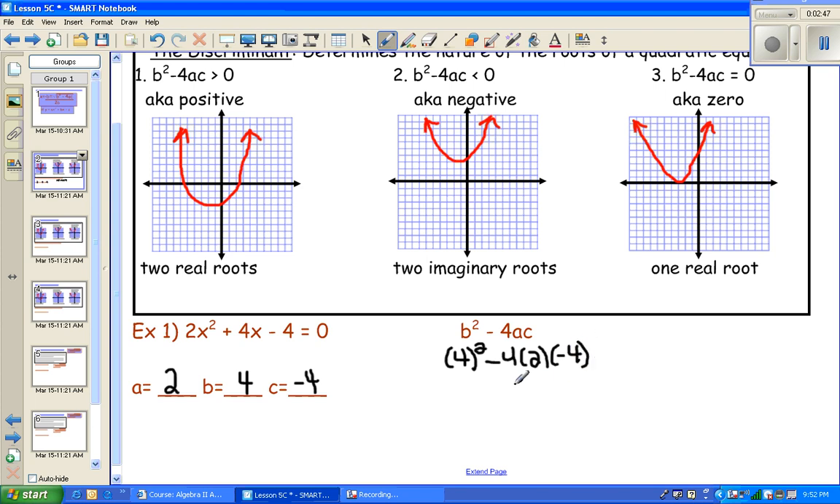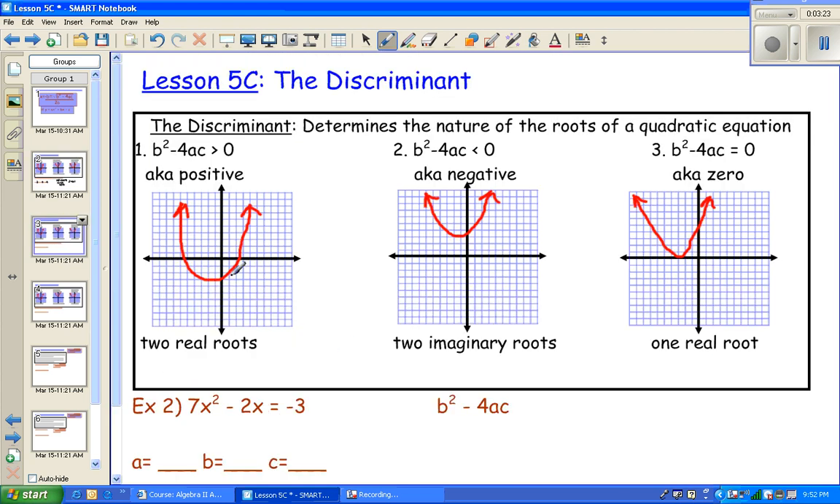Okay, you may want a calculator just to help you with some of the arithmetic here. B squared, or 4 squared, is going to give you the 16. Negative 4 times 2 times negative 4 is going to give you a positive 32. So that means our discriminant has the value of 48. 48 is a positive number, so it's greater than 0. So this tells us that this quadratic equation is going to have two real solutions, or roots. Alright, let's look at another one.